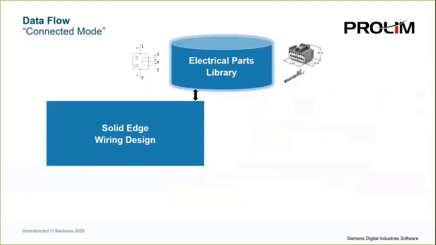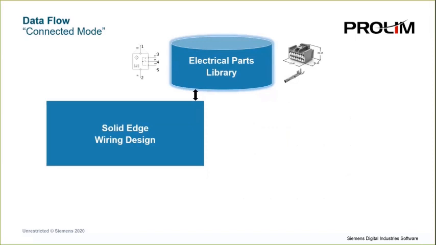Now I want to talk a little bit about the data flow so you can understand in which way we send the data, and also bring up what we call the connected mode. So the connected mode is what we use at Siemens to describe the ability of sending data bidirectionally between the electrical systems tool and the mechanical tool. So I'm going to highlight that here.